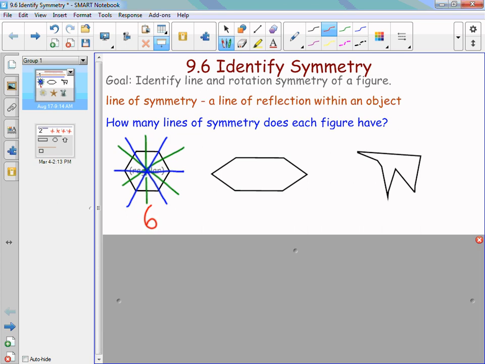When we have the horizontally stretched, we can go vertically. We can't go diagonally here because the sides won't fold together. The only other way we can go is through the middle horizontally for a total of 2. And over here, this figure has none. There's nowhere I can fold it and get 2 identical images.